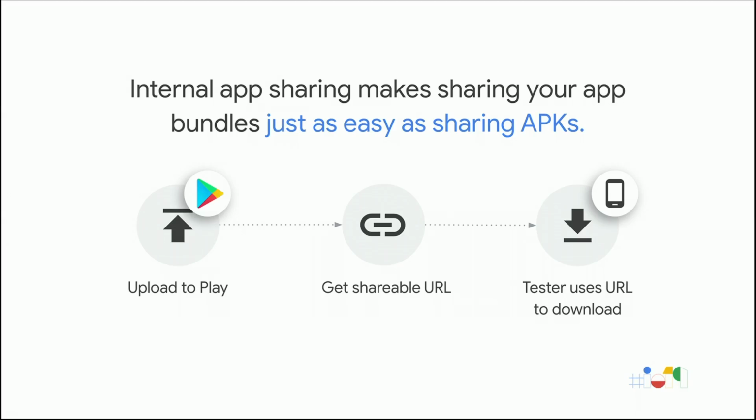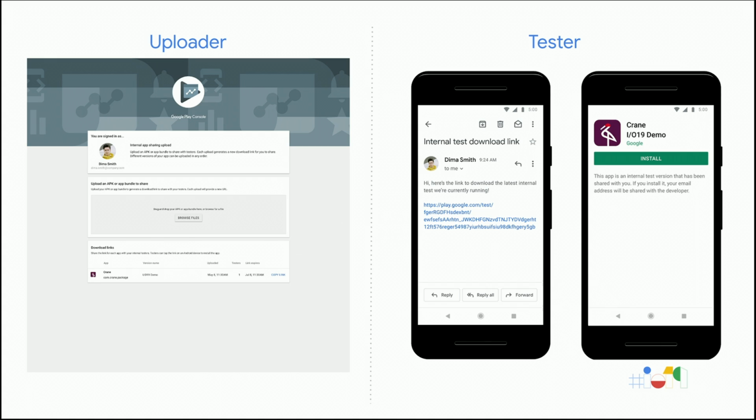You've asked, and we've heard you. Internal app sharing, launched today, gives you a quick and easy way to internally share app bundles for testing. All you need to do is upload a bundle to Play, get a shareable URL, and have your testers use that URL to download and test the app. This is how it looks. You simply drag and drop to upload and share the generated link with your testers.